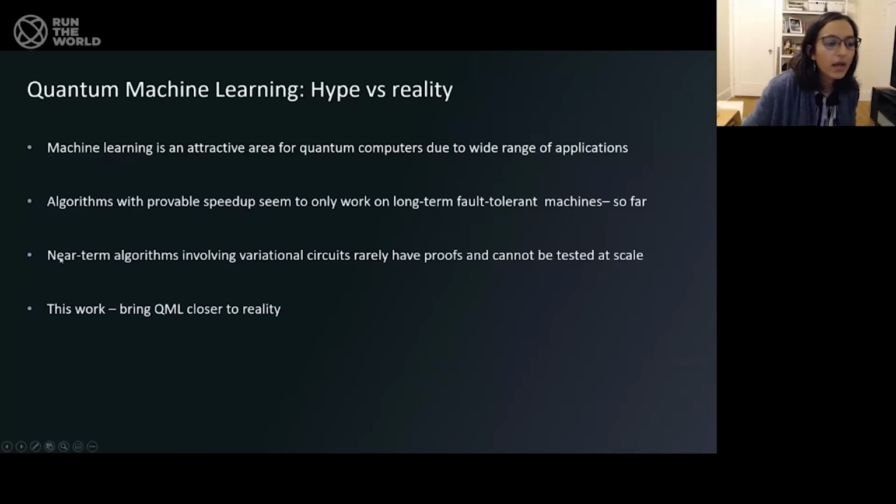And on the other hand, near-term algorithms, which basically involve designing some kind of variational circuit, rarely have proofs of their speed up. And since we don't have very large quantum computers yet, they cannot really be tested at scale. And so in this work, what we're going to do is bring quantum machine learning closer to reality by overcoming what was so far a critical roadblock in the field, which is loading classical data into a quantum state.